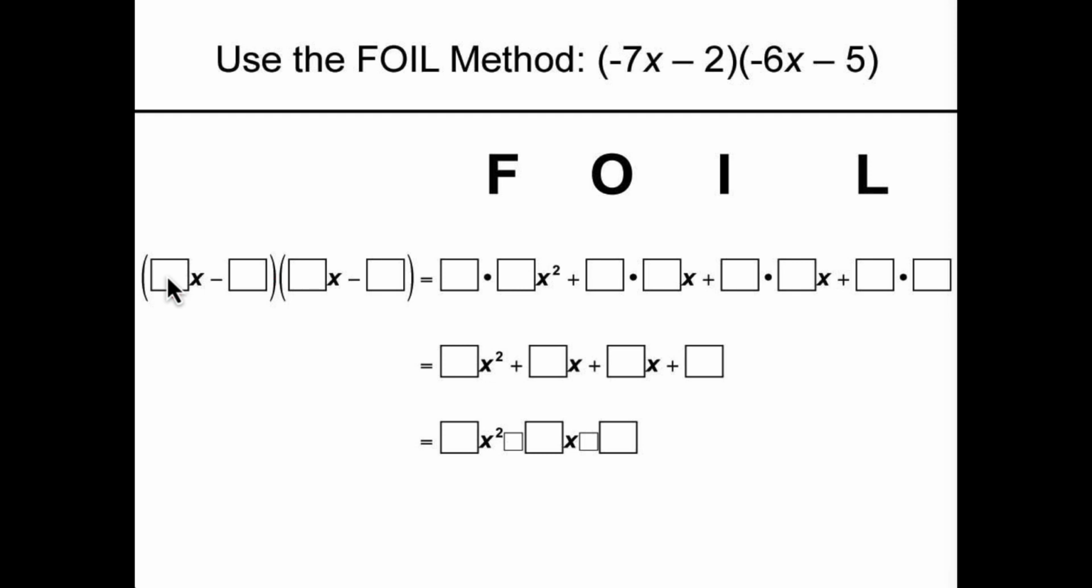Fill in the terms here. So here we get negative 7x. Here we get minus 2. Here we get negative 6x. And here we get minus 5.